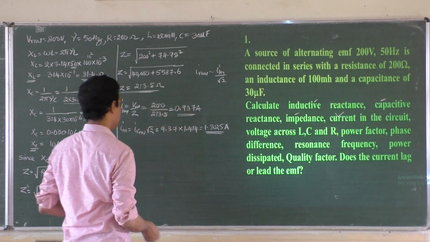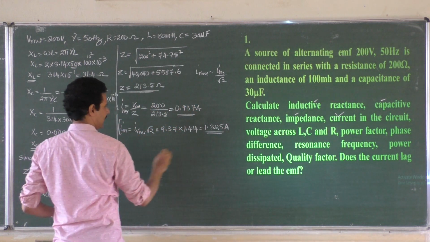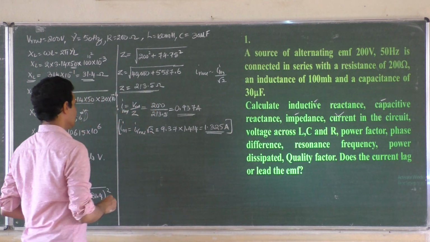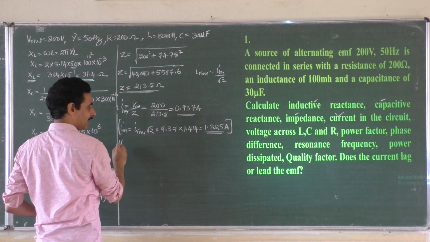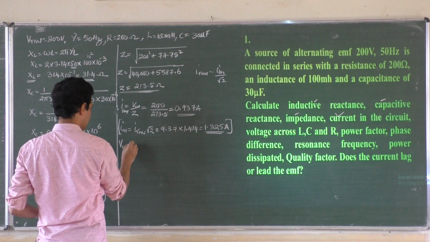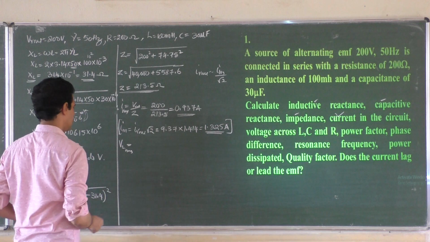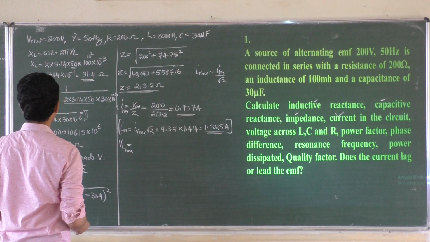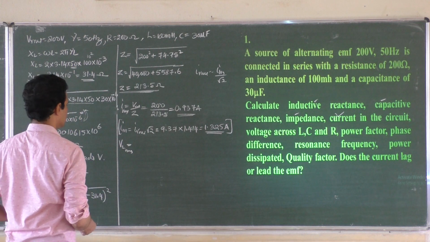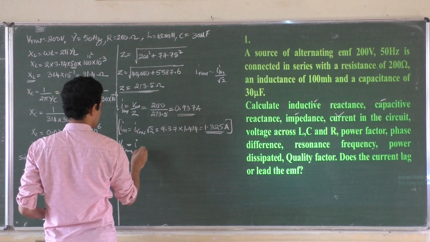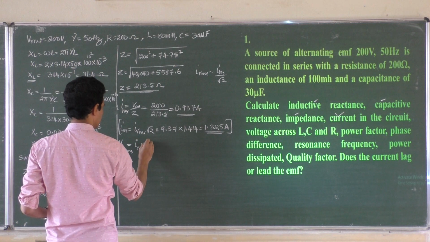Voltages across L, C and R. All RMS we will calculate. This is not asked actually. All RMS. Voltage across L. I don't write RMS, I write simply VL, or if needed, we will write VL RMS. So what is the voltage across L RMS? It is IRMS into XL.